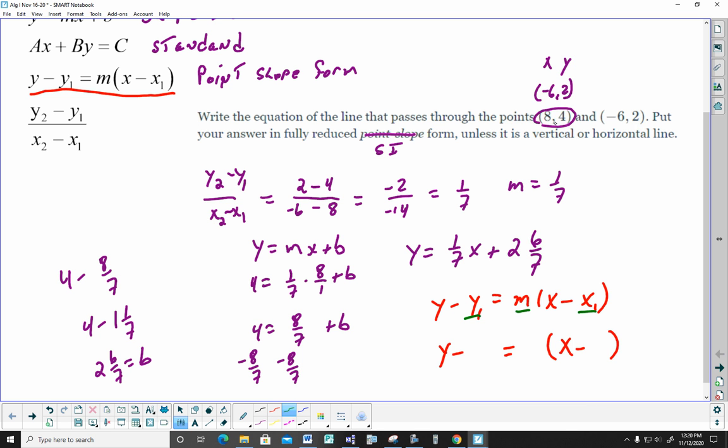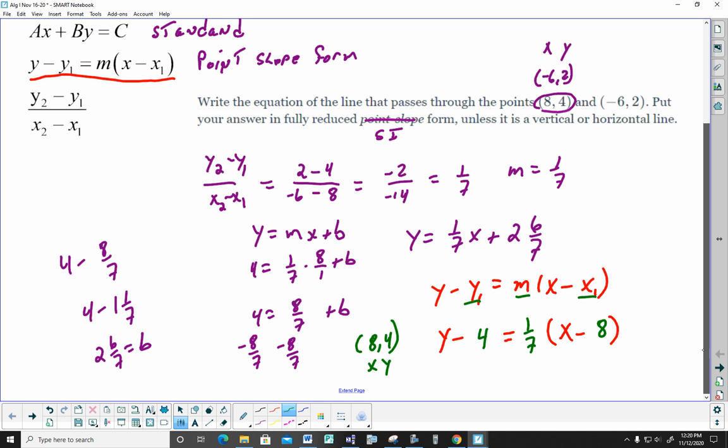I said I liked this point better because they were both positive. The point is (8, 4). That's an x, that's a y. 4 goes where the y goes. The slope was 1/7, and the x value is 8. Put your pencil down, walk away, you're finished. There is nothing more to do. This is your final answer.